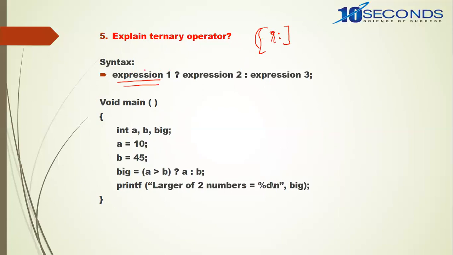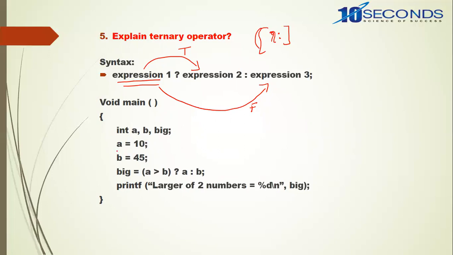We will see the syntax. If expression 1 results in true value, it will go to expression 2. By chance, if expression 1 results in false value, it will go to expression 3. If expression 1 results in true, it will go to expression 2. If expression 1 results in false, it will go to expression 3.